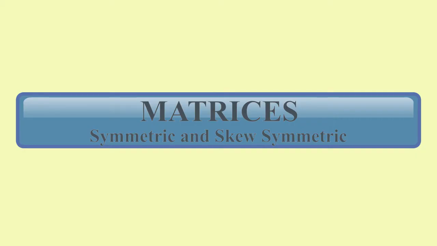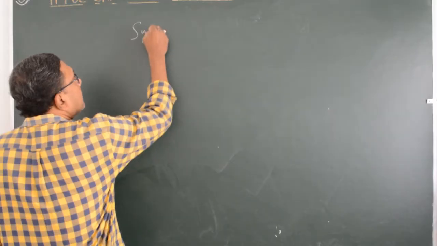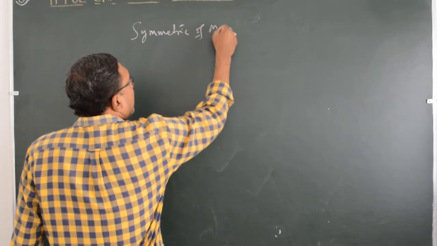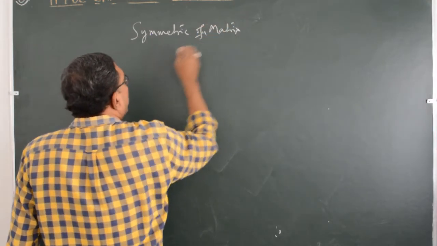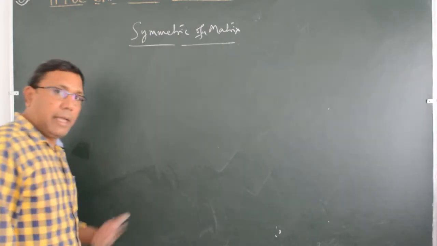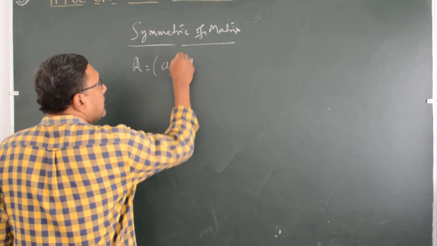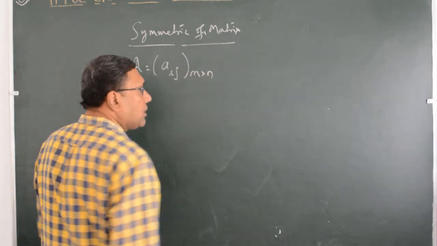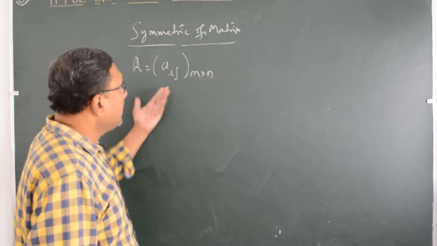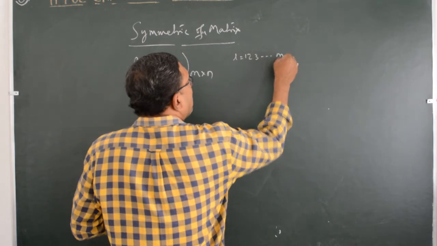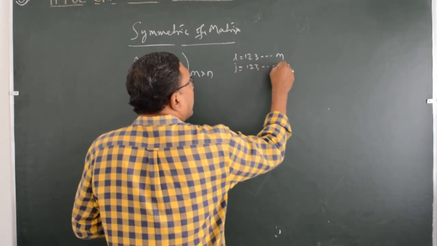Okay, let's discuss the symmetric matrix. What is a symmetric matrix? Again we will go as usual with the definition of matrix A_ij, which is of order m cross n. You know that there are elements where i is taking m rows and j is taking 1, 2, 3, ... n columns.